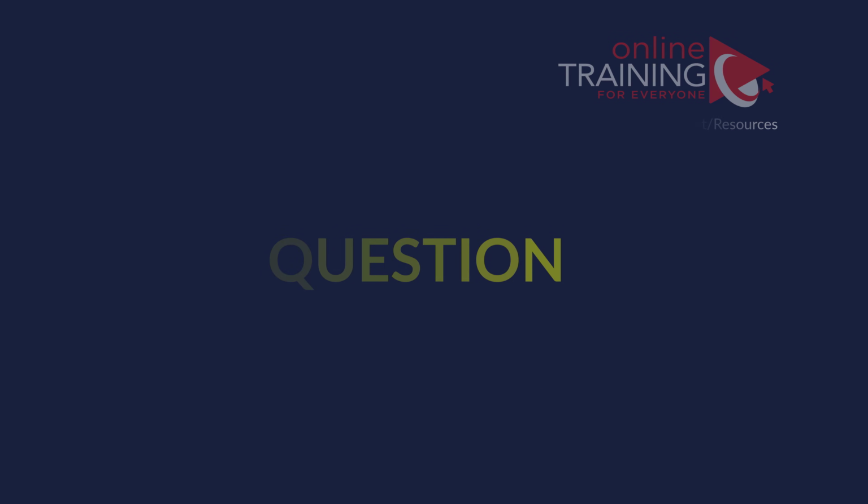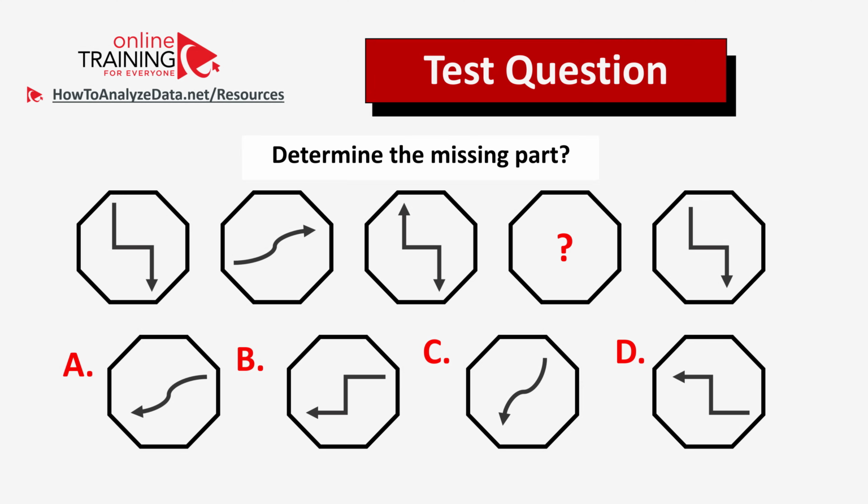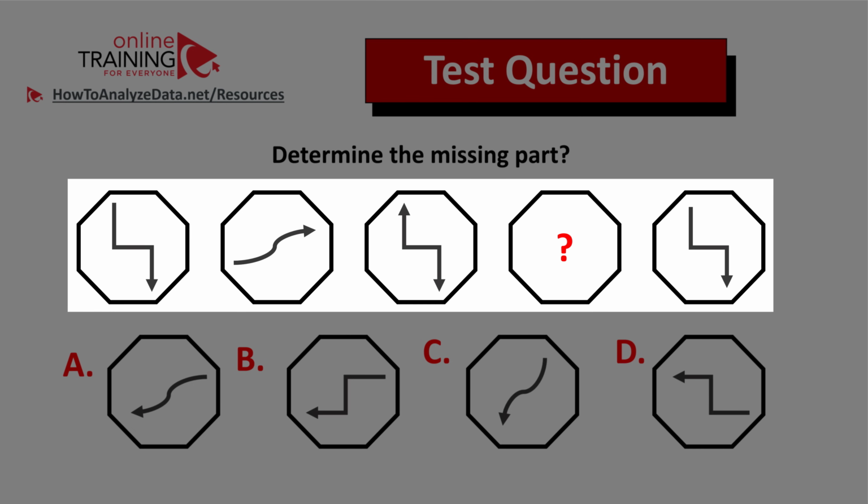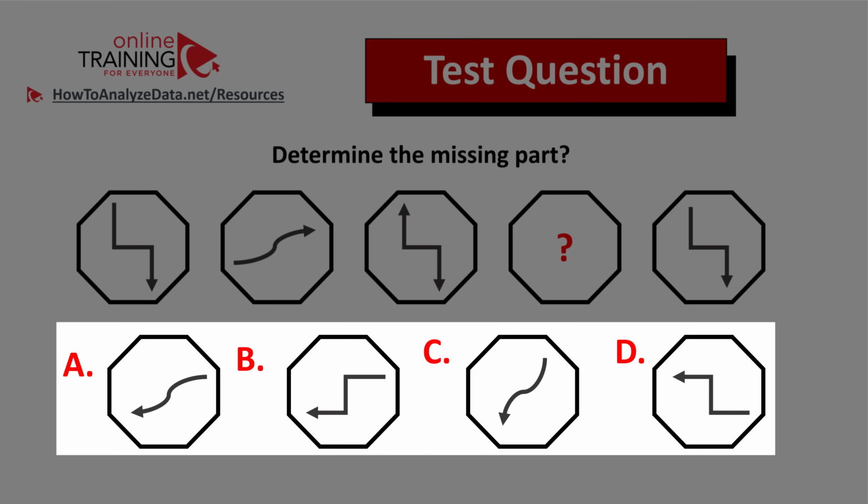Let's look at the interesting question you might frequently see on the test. Determine the missing part. You're presented with 5 hexagons that contain different types of arrows inside, and one arrow is missing. And you have 4 different choices presented at the bottom of the screen.